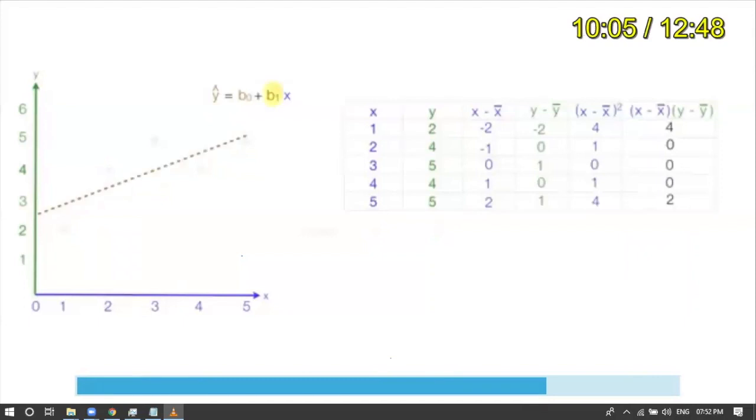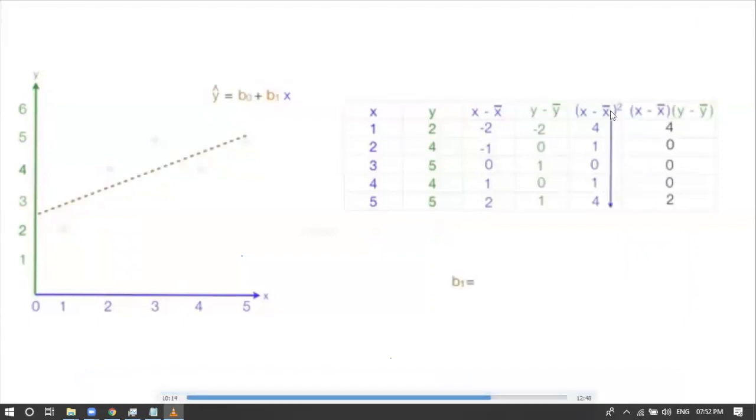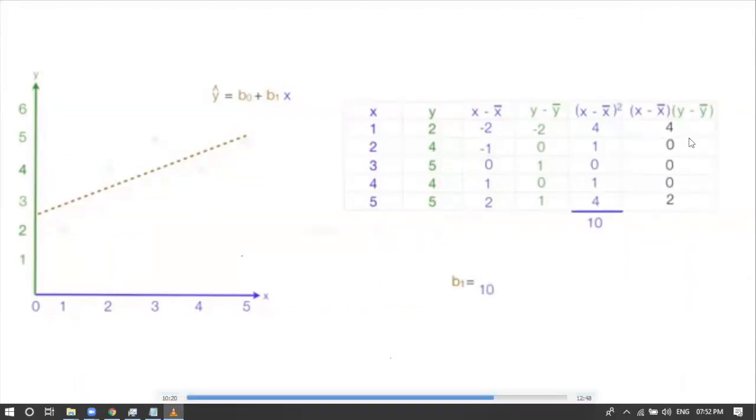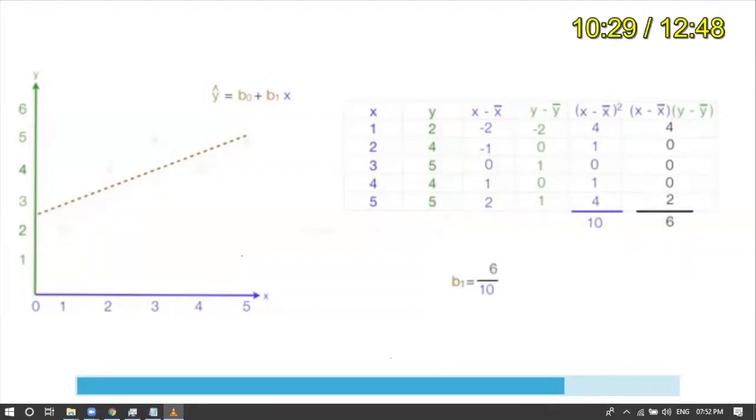Now what are we going to do? We take the summation of x minus x naught whole square, which gives you 10, and the summation of x minus x naught into y minus y naught, which is 6.